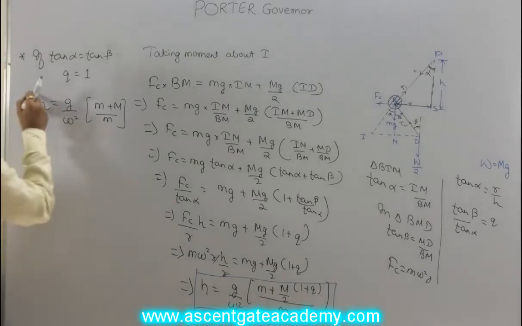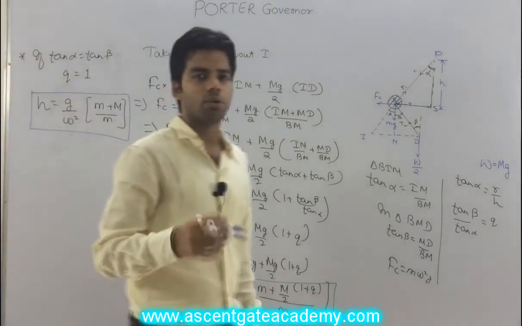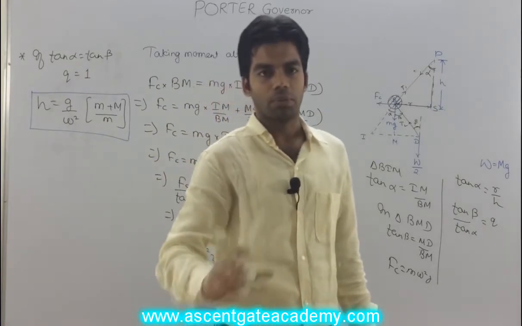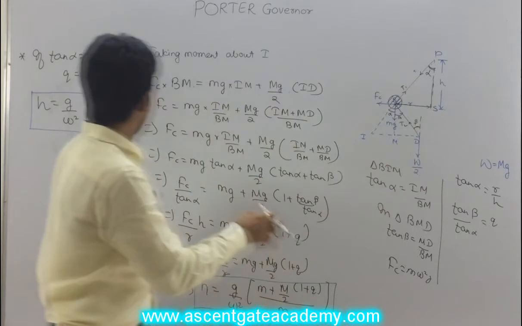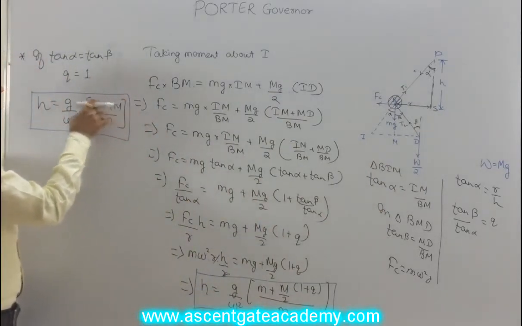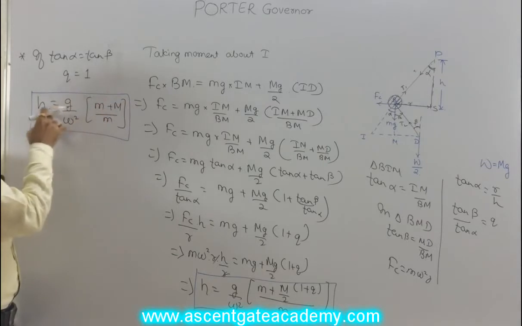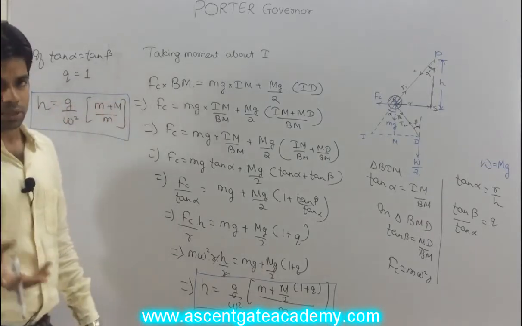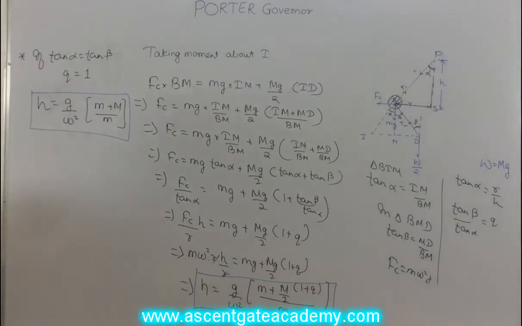This is the height. Okay, and this formula can be valid for Watt governor as well, because in Watt governor we don't have this W by 2. So just put this capital M as 0. So what will happen in Watt governor? This capital M is 0, this small m gets cancelled out. So this h will be equal to g by omega square, same as the expression which we got in the Watt governor. Okay, so this is the expression for height of governor.